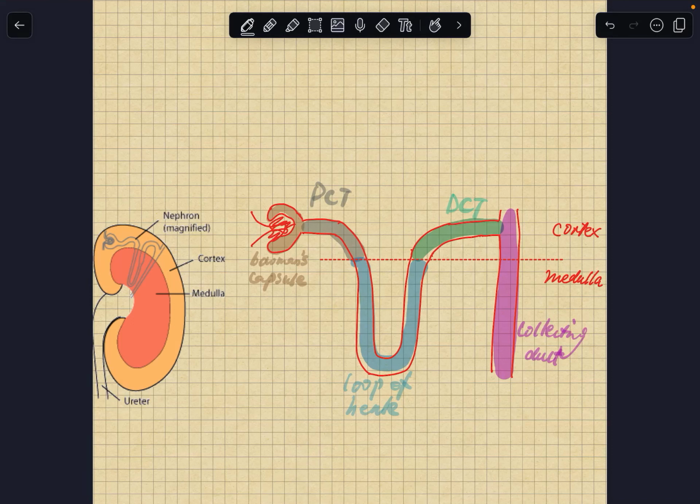Today I want to go over kidney physiology. So we're first going to talk about the anatomy of the kidney, and then we'll move on to the hormones ADH, aldosterone, and ANP. All right, let's jump right into this.